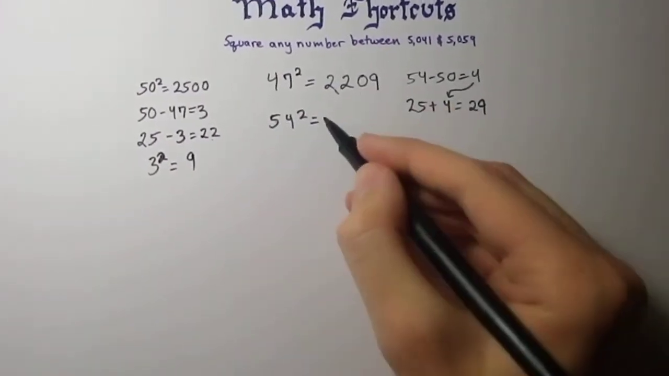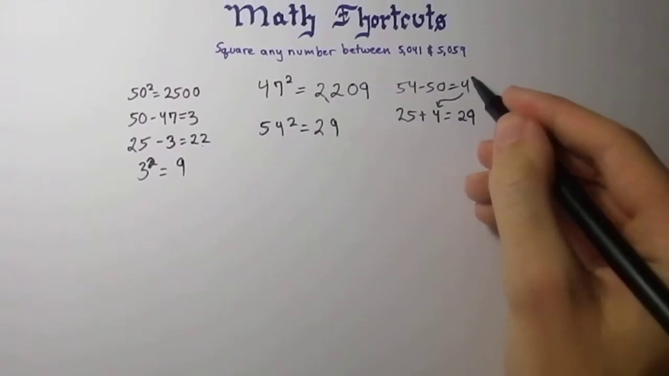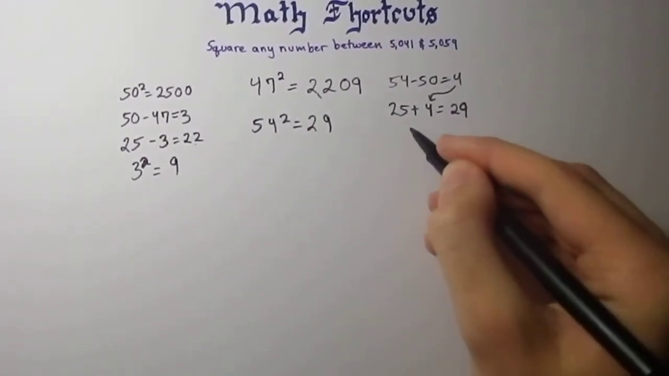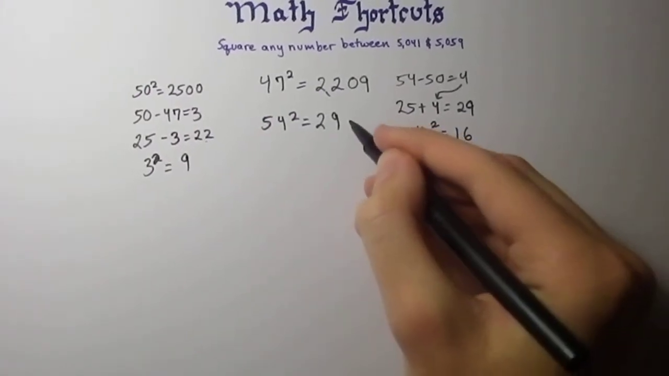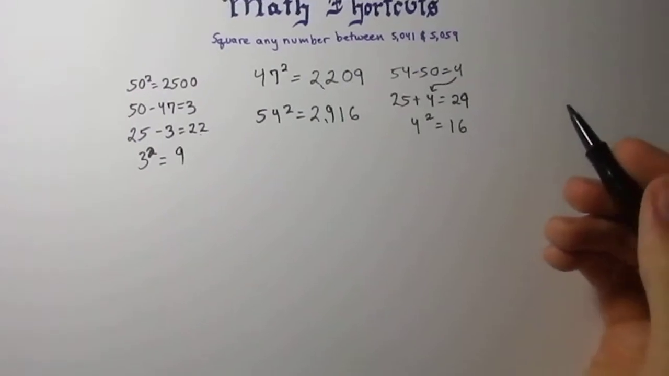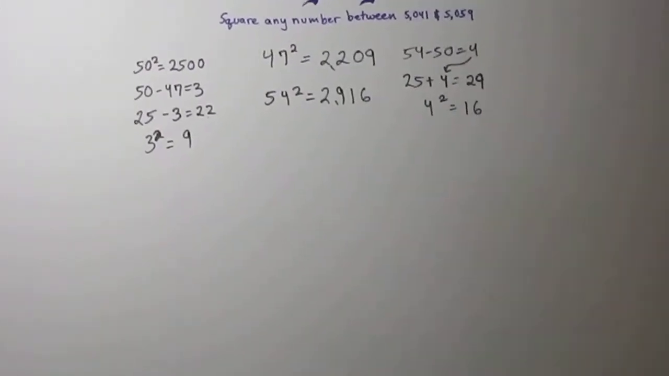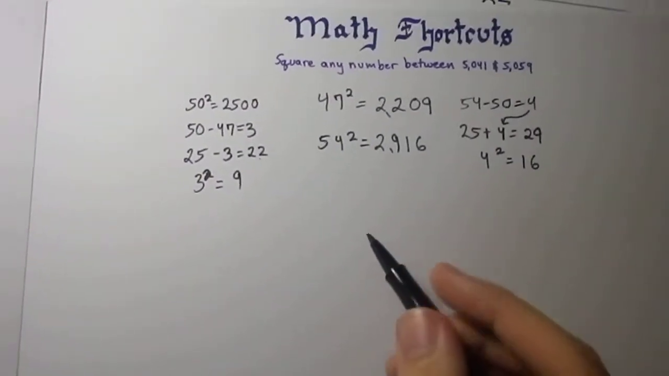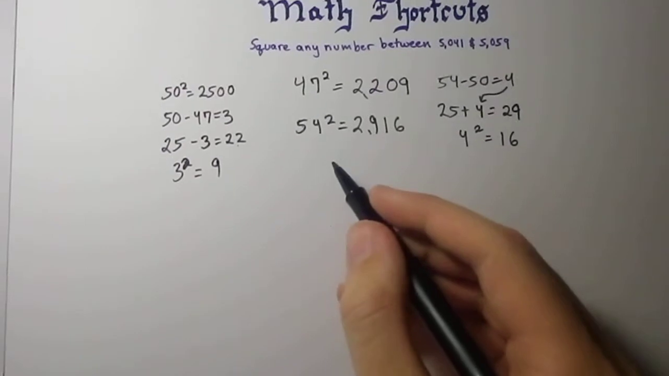So remember, 29 is the first two numbers. Then you take the difference here and you square it. 4 squared is 16. So the next two numbers are 16, giving 2,916. Again, it's much easier than I probably explained it.